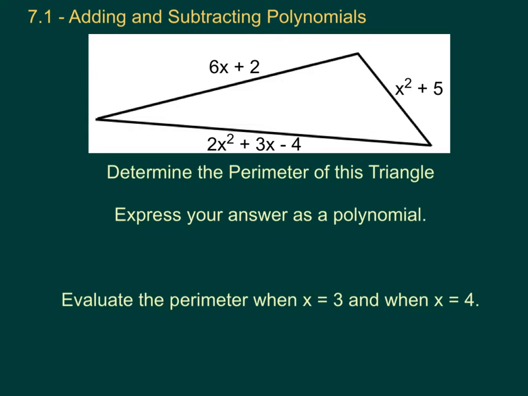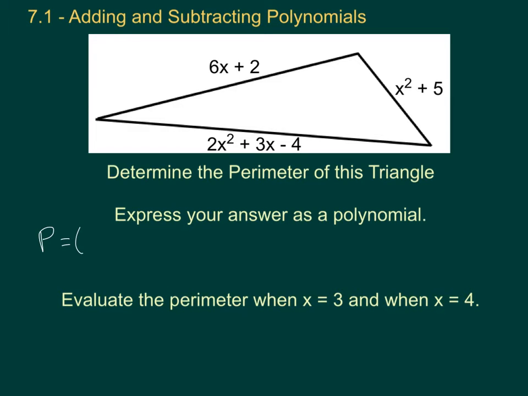An example where we could do that is if I'm being asked to determine the perimeter of this triangle. Now I know that perimeter means that I have to add up all three sides. So I've got 1, 2, and 3 sides, and I'm just going to add them together. So I'm going to write out what that would look like here. I'm going to use the symbol P for my perimeter.